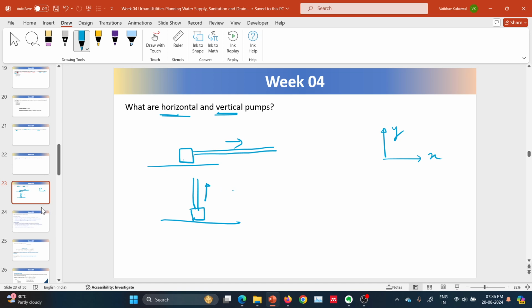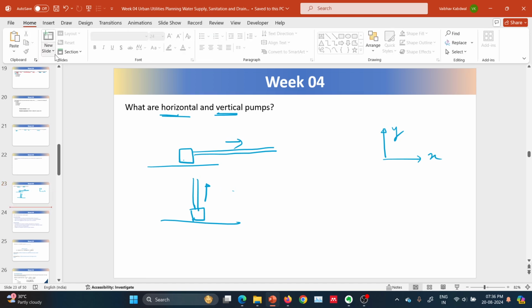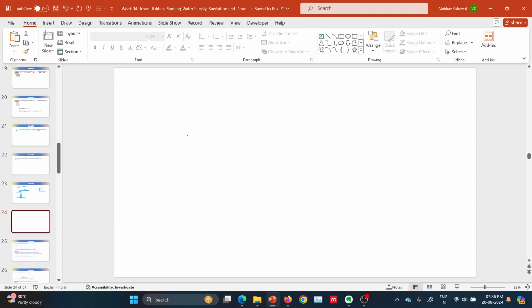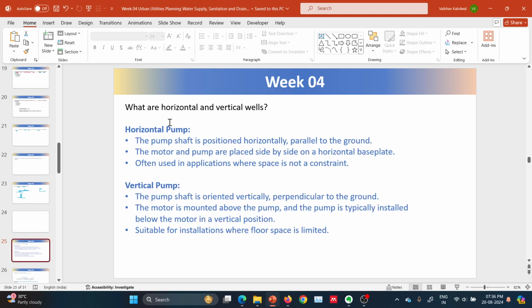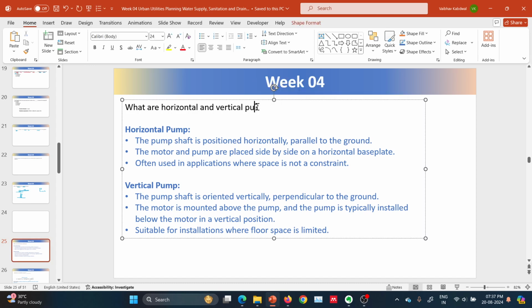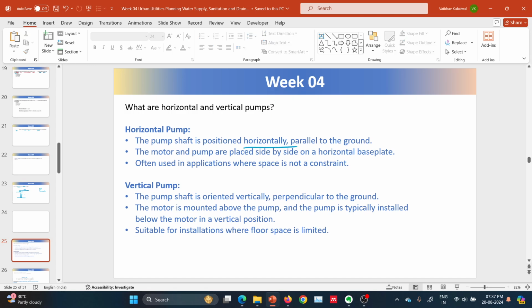So the thing is that, better read, it will give you an idea. Horizontal pumps: the pump shaft is positioned horizontally, parallel to the ground. So the shaft, which will rotate, is positioned horizontally parallel to the ground. That is called a horizontal pump.